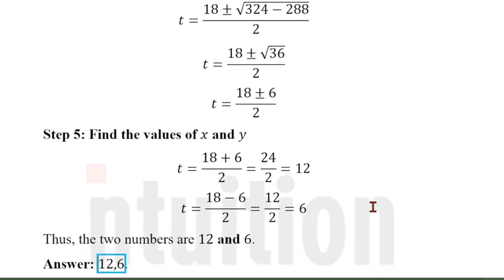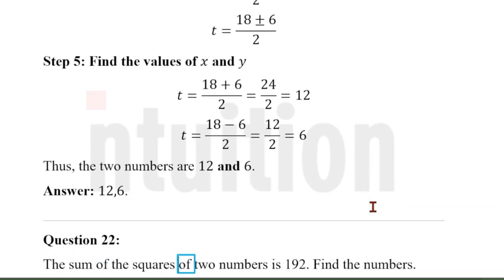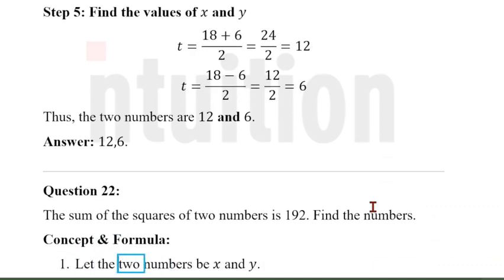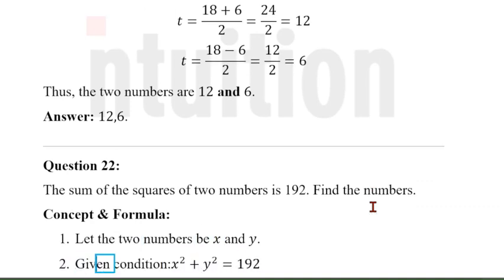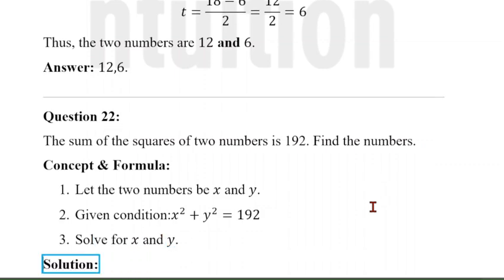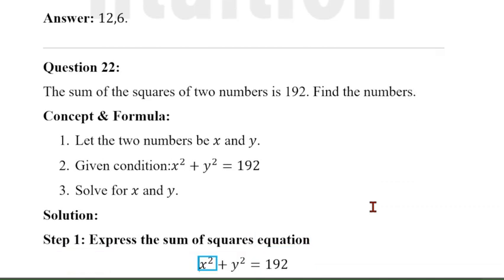Answer: 12, 6. Question 22. The sum of the squares of two numbers is 192. Find the numbers. Concept and formula. 1. Let the two numbers be x and y. 2. Given condition: x squared plus y squared equals 192. 3. Solve for x and y. Solution. Step 1. Express the sum of squares equation: x squared plus y squared equals 192.